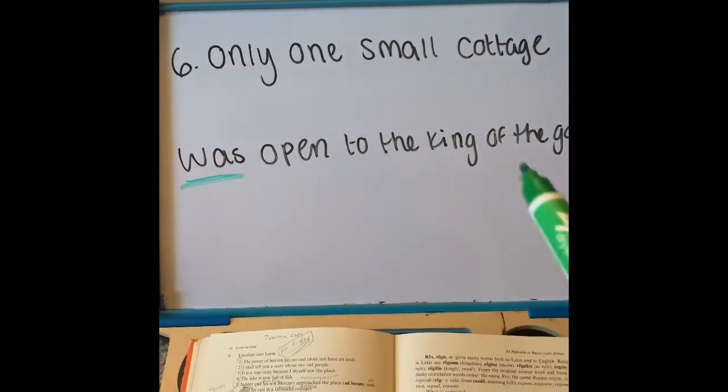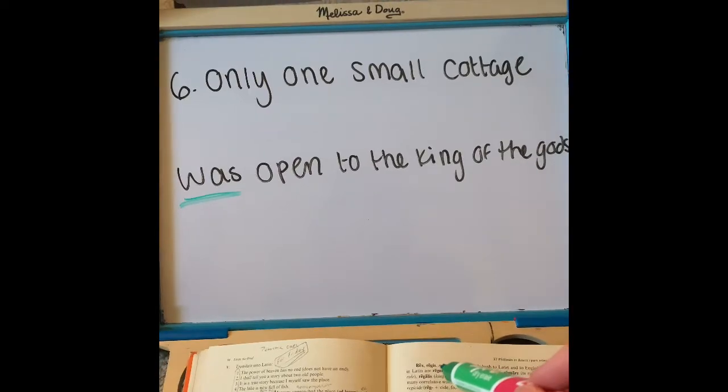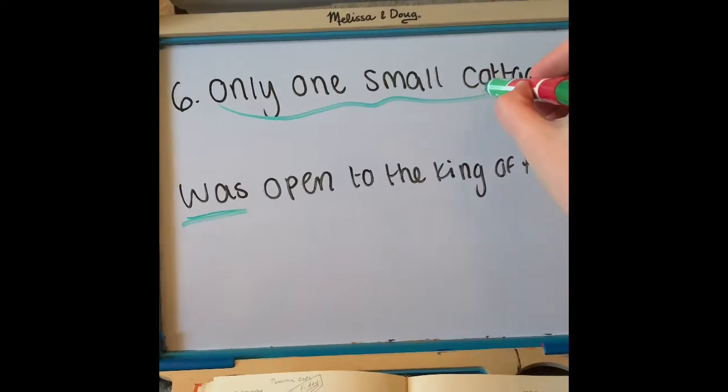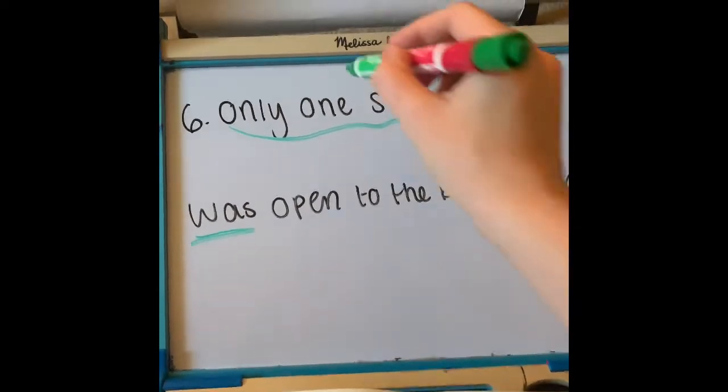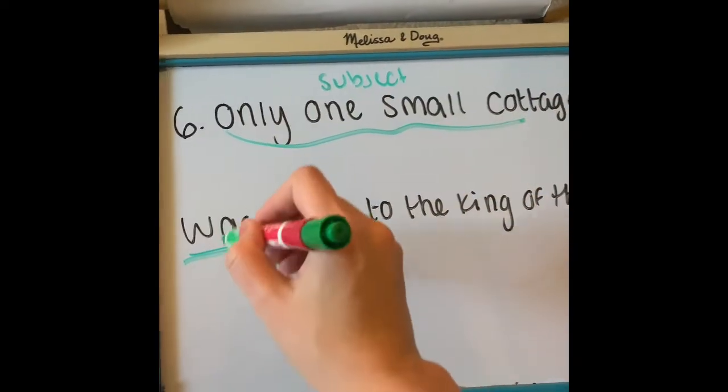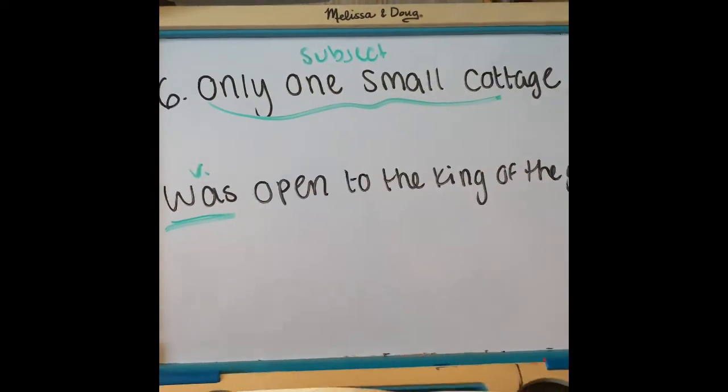Something was something else. So what is our something in this case? It's actually this whole phrase at the beginning. Only one small cottage is our subject. So all of these words are going to go in the nominative case because all of these words are our subject. And then our verb here was.